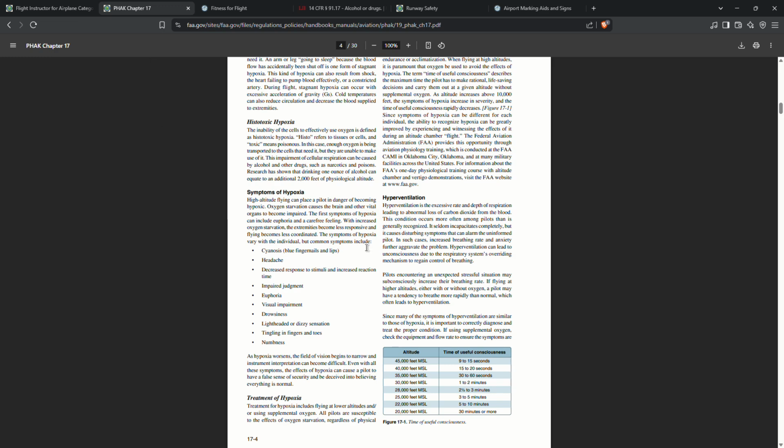So our next area is hyperventilation, the excessive rate and depth of respiration leading to abnormal loss of carbon dioxide from the blood. So when you're panicking, when you're freaking out, you start breathing heavy and constantly breathing more and more, it's going to mess with your body and not be able to give you as much oxygen as you need, because you're actually abnormally losing carbon dioxide. Increased breathing rate and anxiety further aggravate the problem and can lead to unconsciousness.